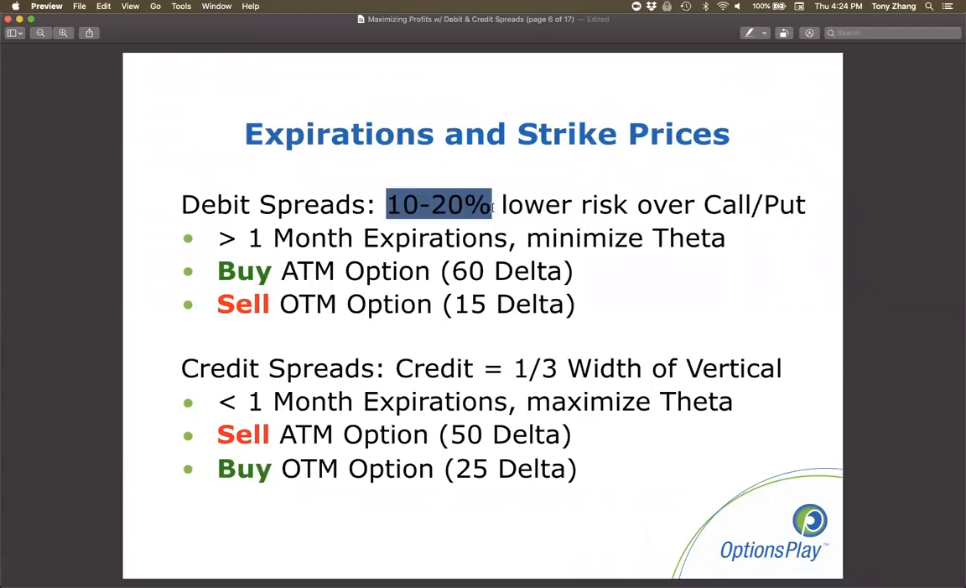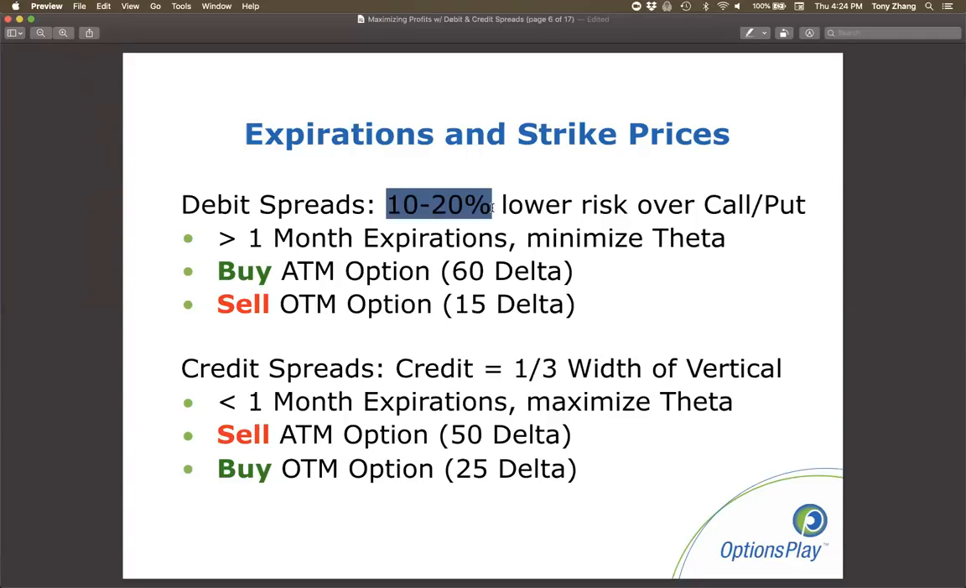And what this does is it reduces your risk and reduces the break-even price, so the stock doesn't have to move as much in order for the strategy to be profitable. And because you are short a leg, that's also going to mitigate some of the time decay of the long leg, which allows you to maintain your exposure in that stock for longer than you would be able to if you're just buying an outright call or put.